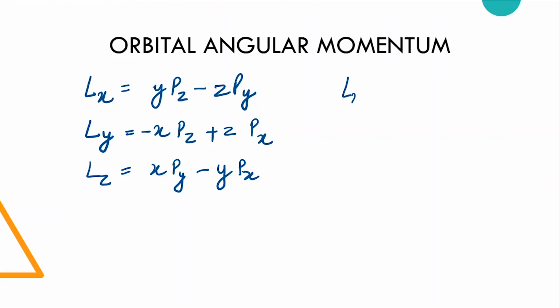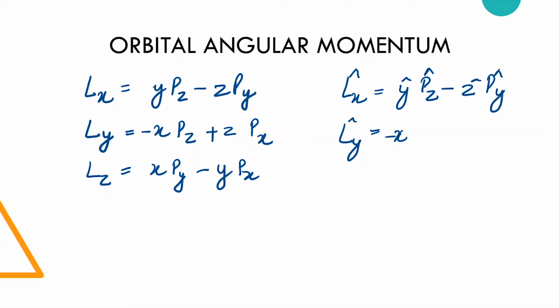So we simply have to convert all these components into operators. So Lx operator, we represent this with a cap: y operator into pz operator minus z operator into py operator. So we will get all these operators. And we have done in earlier classes what the momentum operator is in quantum mechanics. So we have to replace it with that operator.